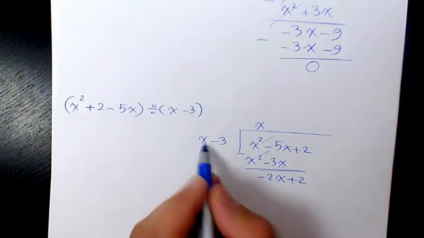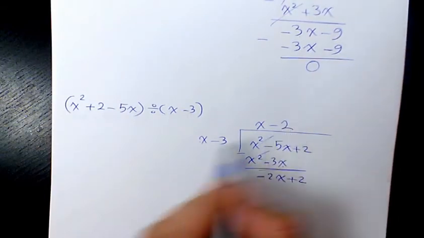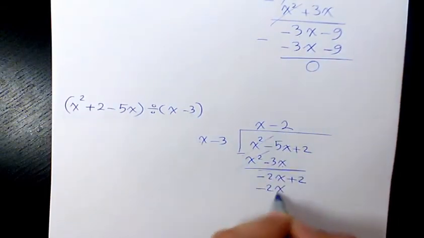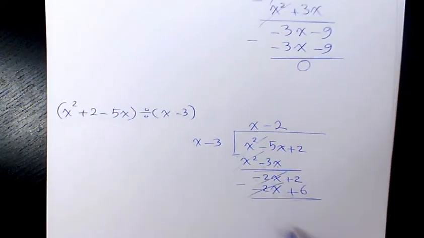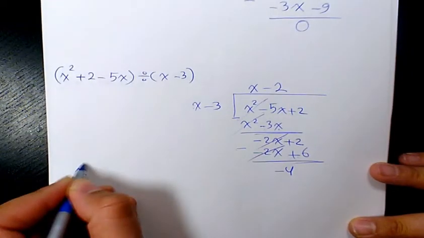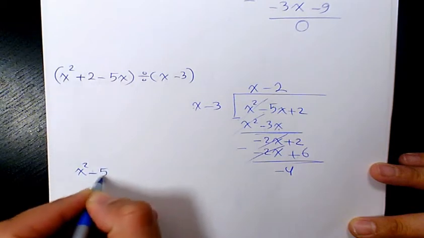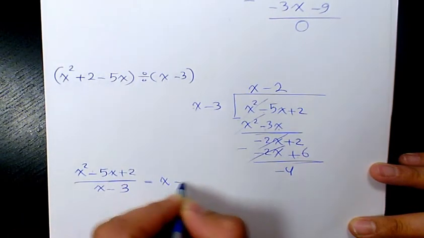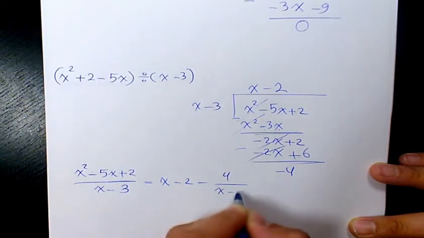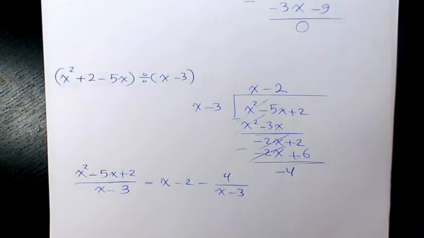Negative 2x divided by x, negative 2. Negative 2 times x, negative 2x. Negative 2 times negative 3, plus 6. When you subtract it, these two are 0. 2 minus 6, negative 4. So the remainder is negative 4. So we can say x squared minus 5x plus 2 divided by x minus 3 equals x minus 2 minus 4 over x minus 3.